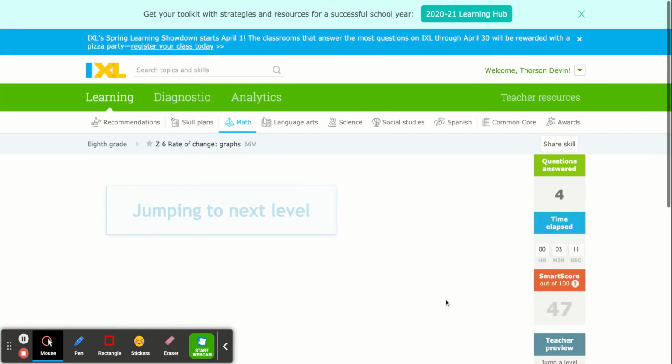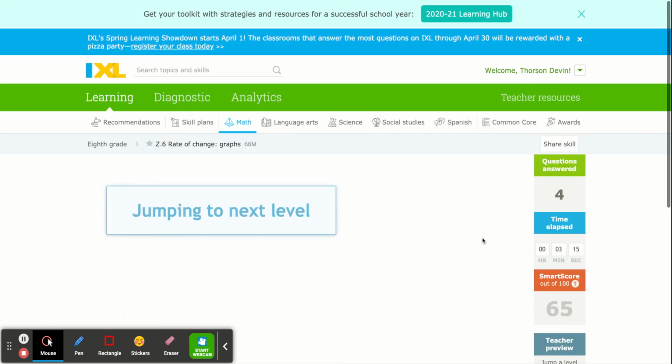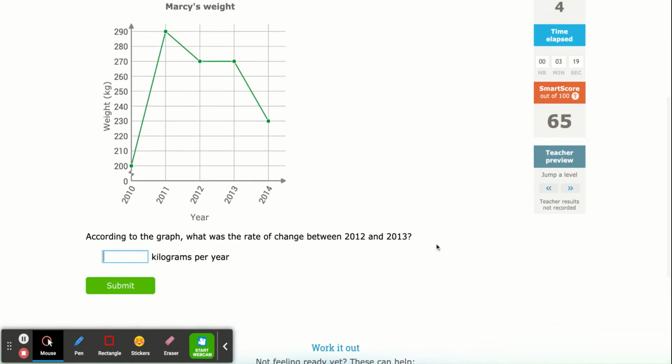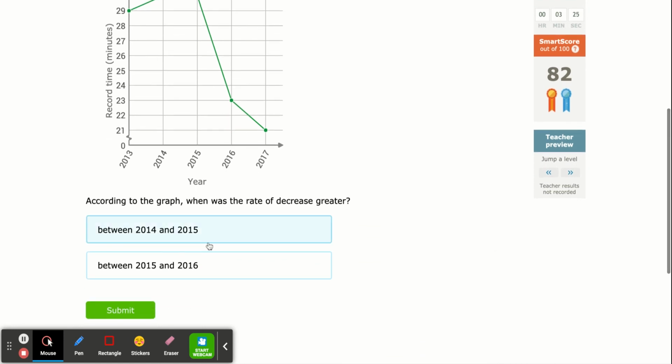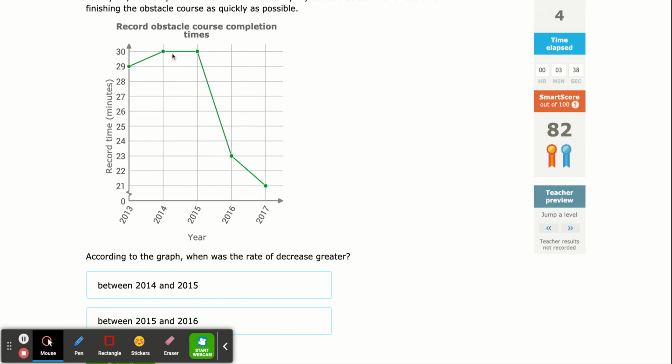Going to jump ahead really quickly, to make sure that it doesn't get any harder than this. I'm pretty sure it doesn't. Same thing, according to the graph, what's the rate of change between 2012, 2013, all the way up to 82. According to the graph, when was the rate of decrease greater? Now we're looking for the steepness of the slope. 2014 to 15 is horizontal, it didn't even change.